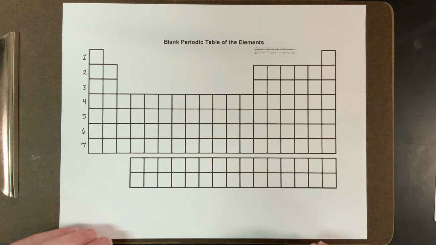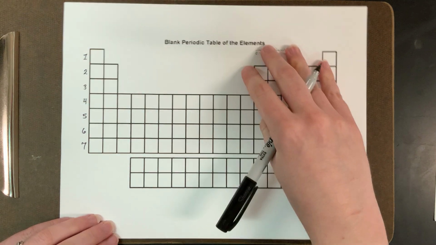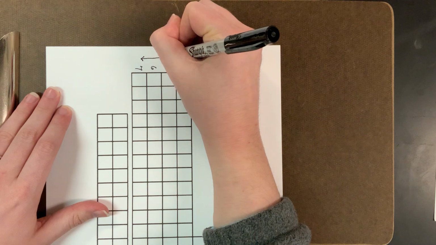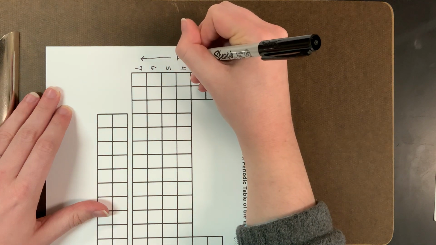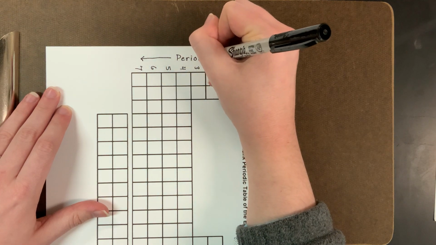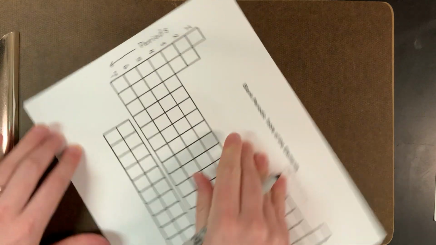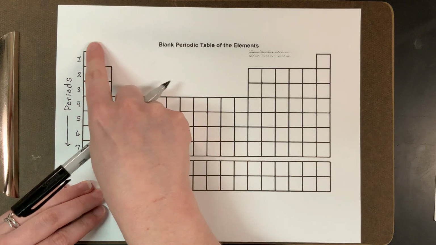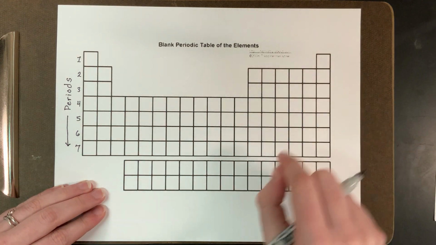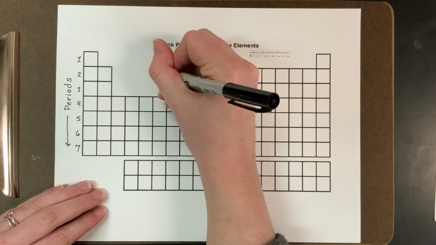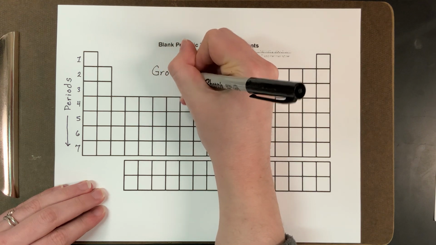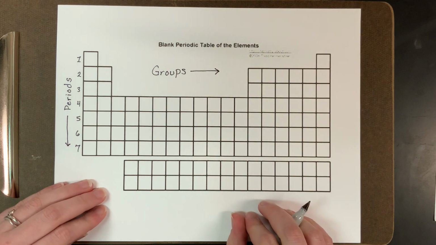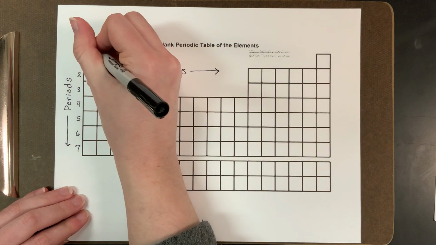Okay, and these right here, these are all of my periods. So everything going down the side right here are periods. Going across the top, all of these columns are my groups. Okay, and my groups are numbered 1 through 18.